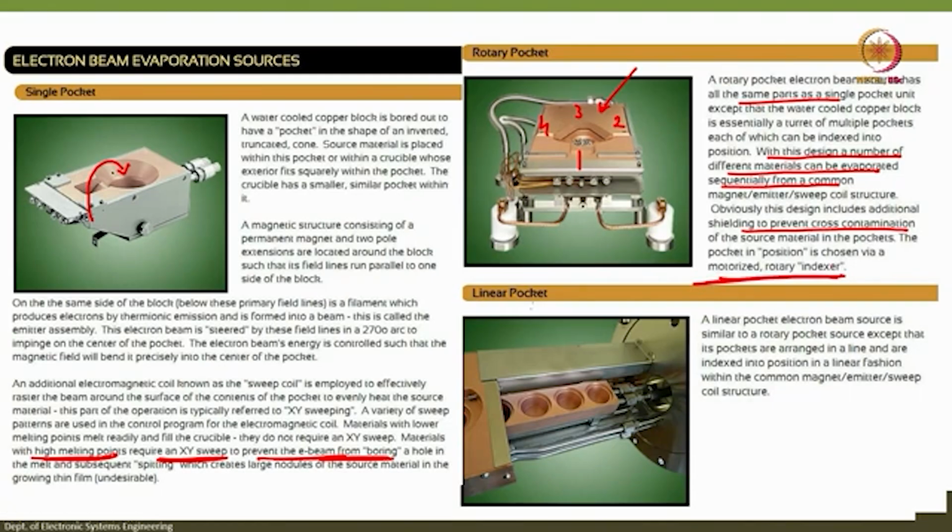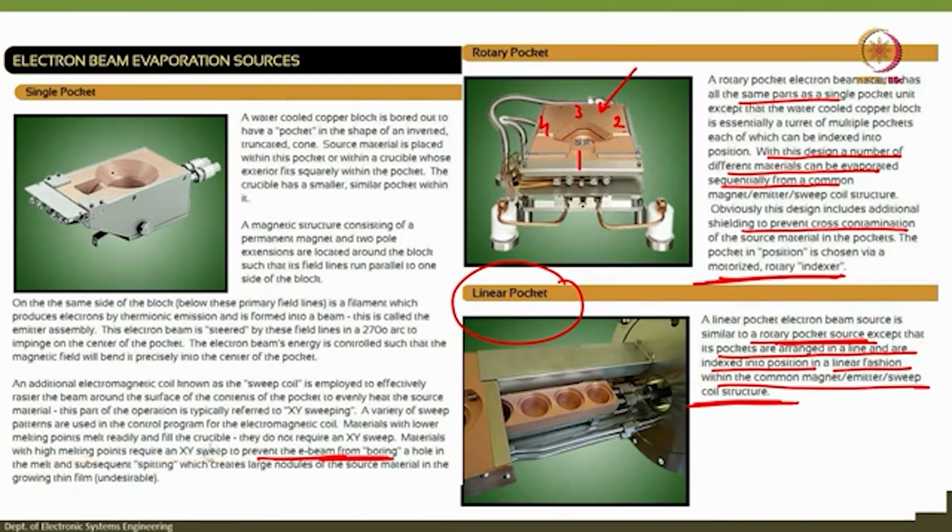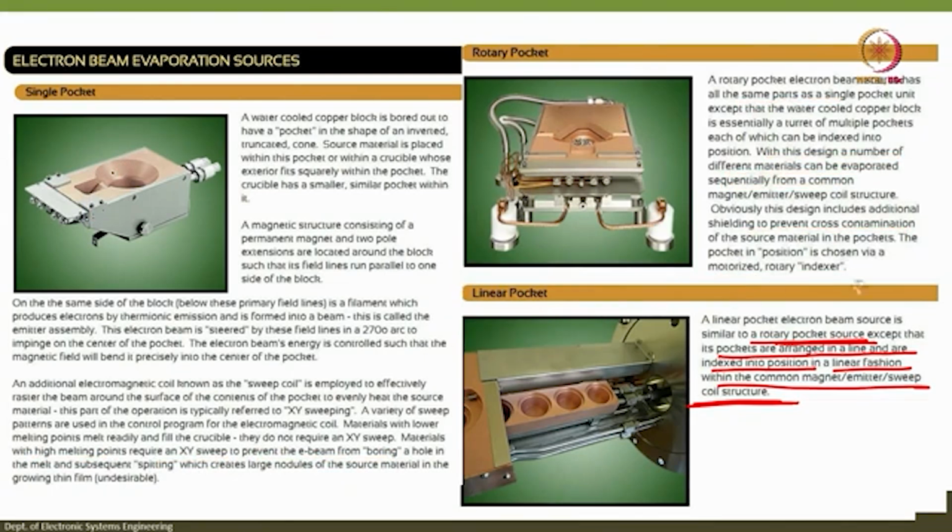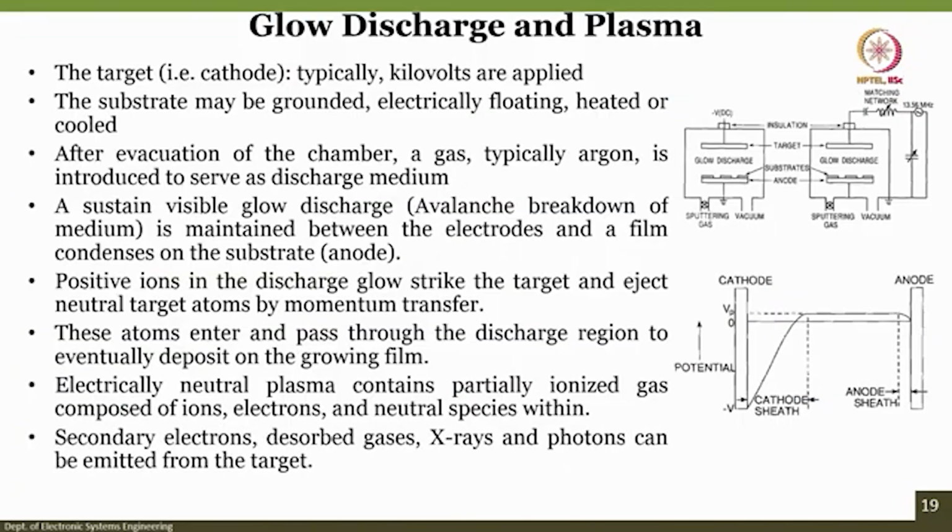The final one, which is the linear pocket electron beam source, is similar to the rotary pocket source, except that its pockets are arranged in a line and are indexed into position in a linear fashion with a common magnet emitter sweep coil structure. Alright. So, these are 3 different types of electron beam evaporation sources that we need to understand, for electron beam evaporation.